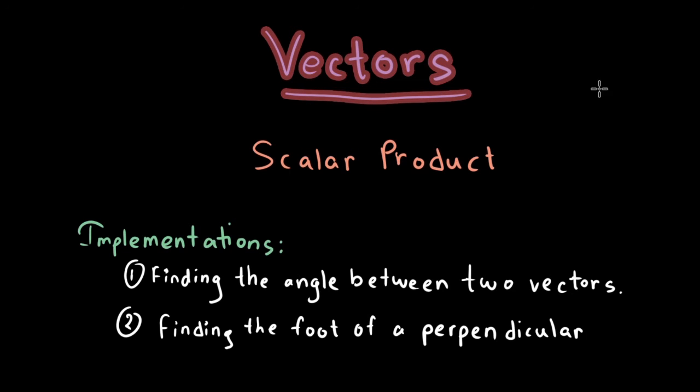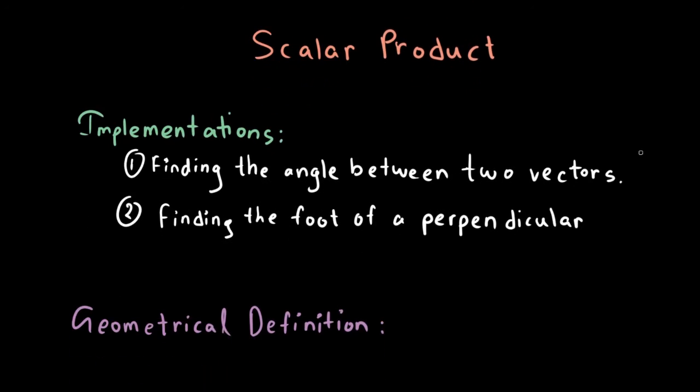For this video, we will cover the scalar product. A scalar product is also known as a dot product. It has various implementations, but the two which are in the scope of the P3 syllabus are finding the angle between two vectors or lines, and finding the foot of a perpendicular.